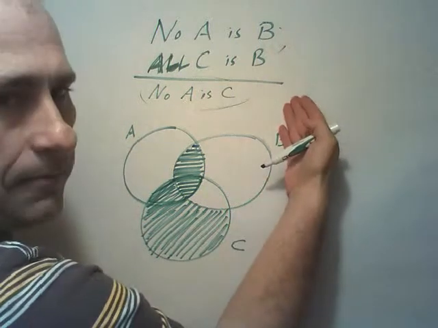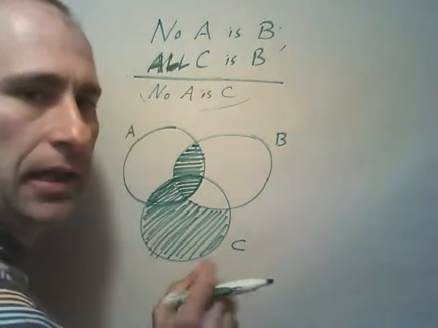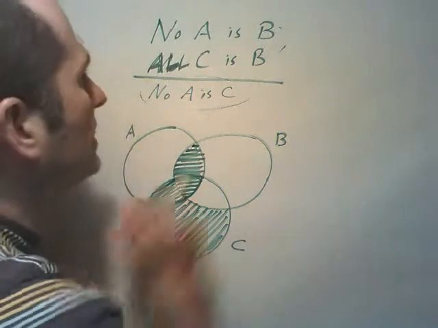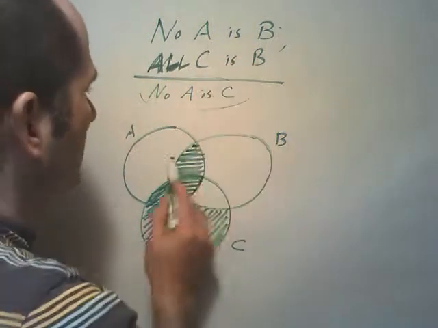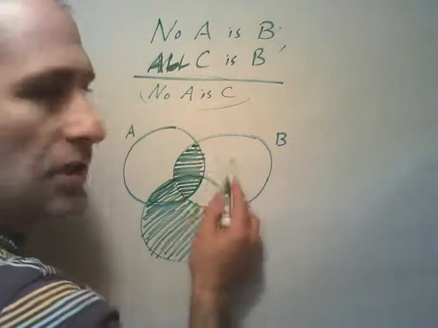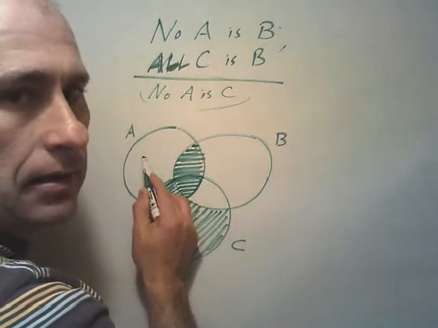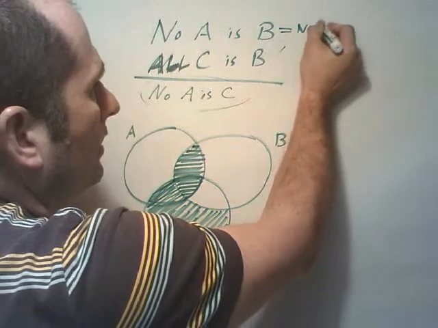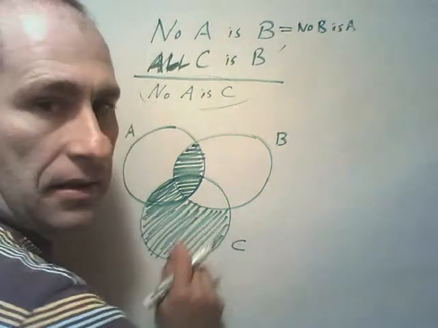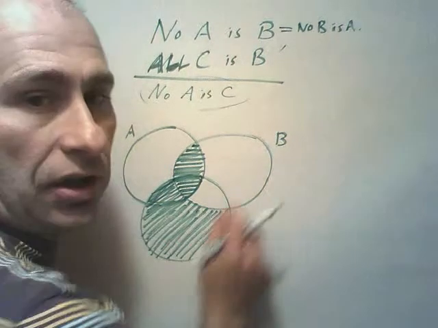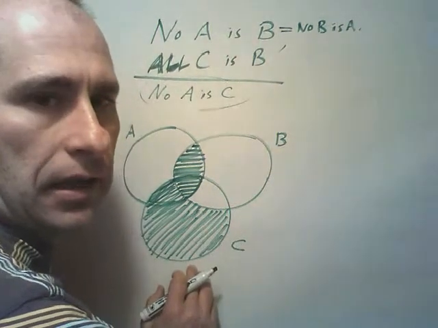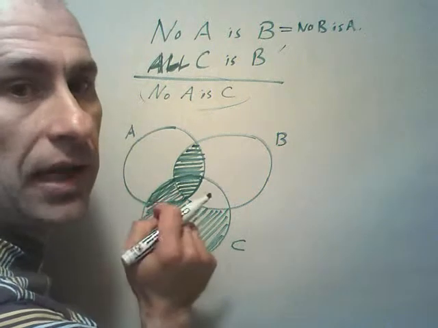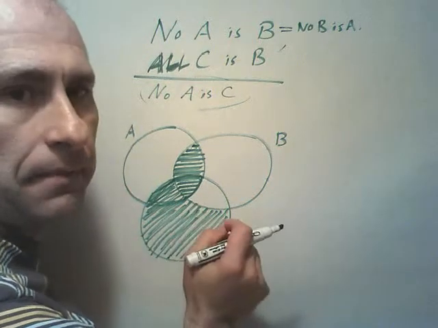So this is valid. Now let me take the opportunity here to talk to you about some interesting qualities about these statements up here. If no A is B, then it's also true that no B is A. So no A is B equals no B is A. That's an interesting thing you can do with a universal negative. You can flip the terms around inside the proposition, it doesn't matter. But you can never do that with a universal affirmative.